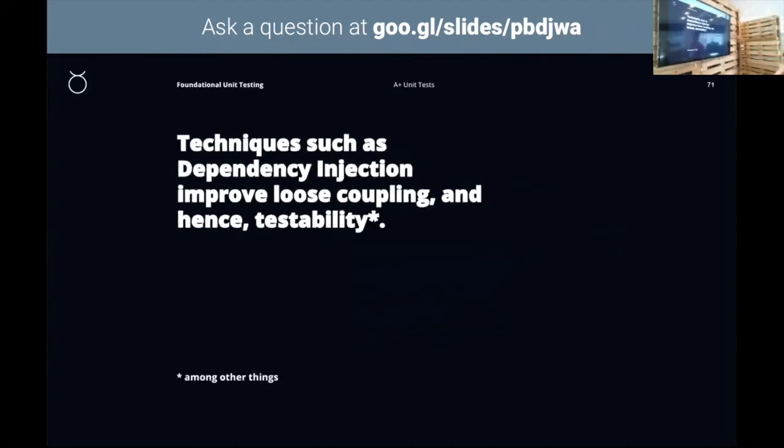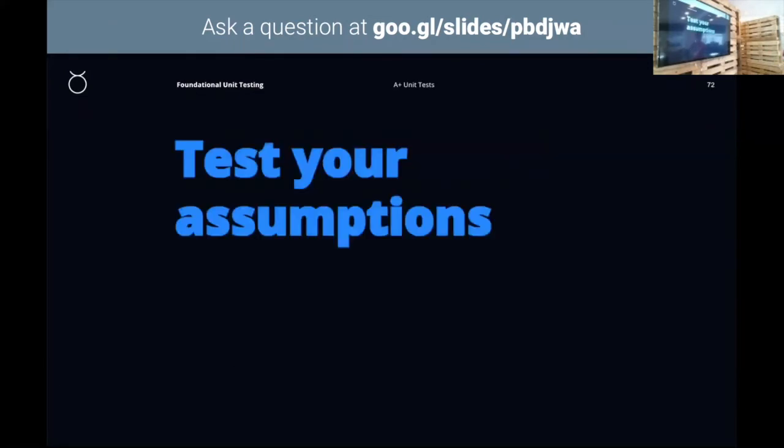So you can use techniques such as dependency injection to improve loose coupling of these things and therefore improve their testability. It's not the only benefit of dependency injection, but it's definitely a strong one.